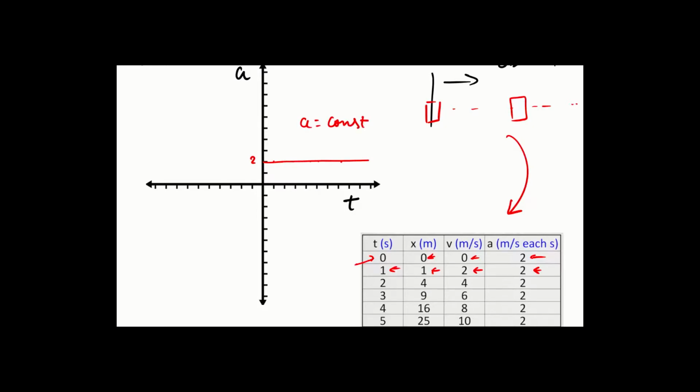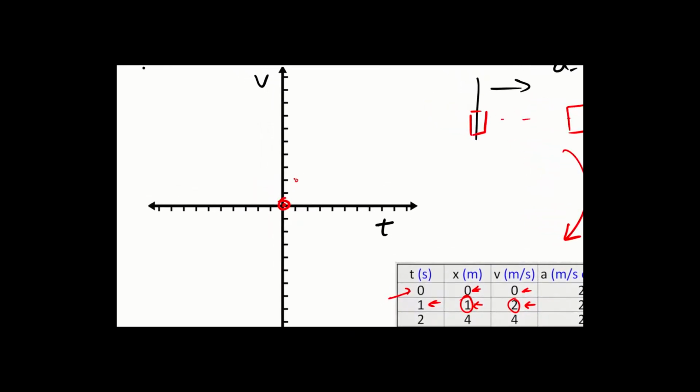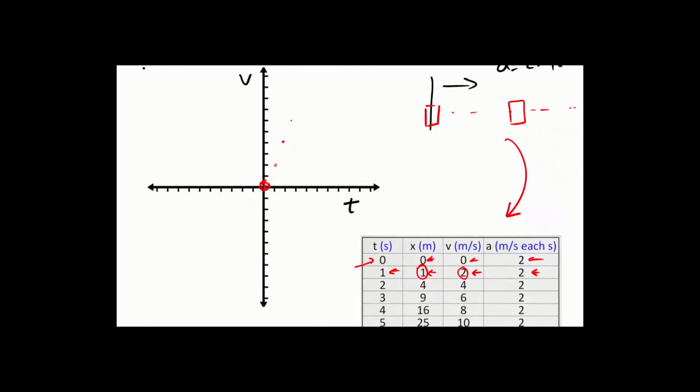Let's try to make another graph. The next graph would be the velocity-time graph. How do you think it would look? Velocity starts from 0 at t equals 0. Then at t equals 1, velocity is 2, so this point right over here. At t equals 2, velocity is 4, this point. It will come out to be a straight line like this.